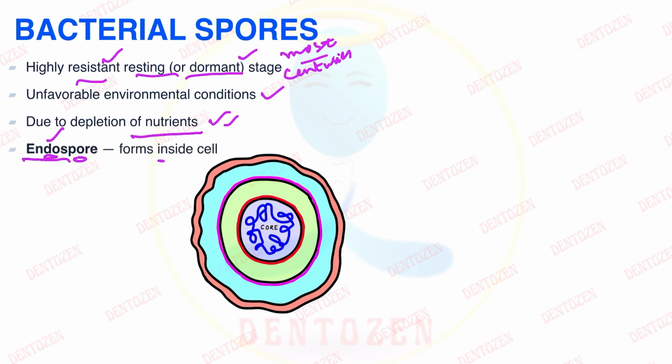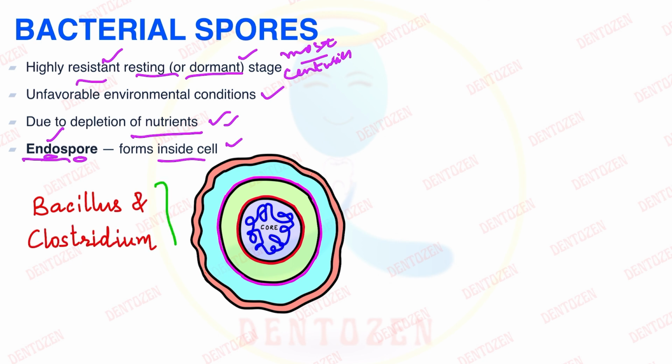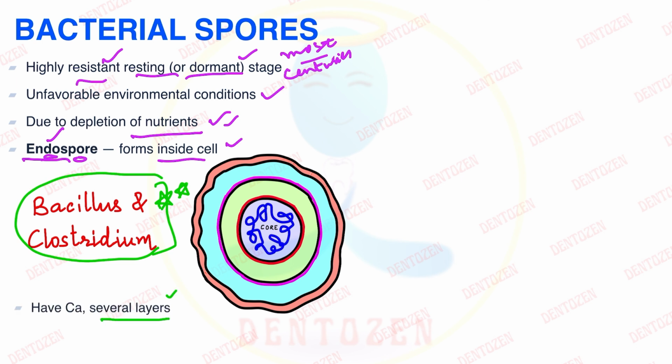Now, there are certain specific genera of bacteria which commonly show spore formation, and that you have to remember, that is Bacillus and Clostridium bacteria. They commonly show formation of spores. So that is very important for your entrance exam: which bacteria are most commonly associated with spore formation? Bacillus and Clostridium. Now this spore, as you can see, has multiple layers, and it is made up of calcium inside it, and several layers are there. So we need to know the structure of this spore and the layers. Let's see the layers one by one.